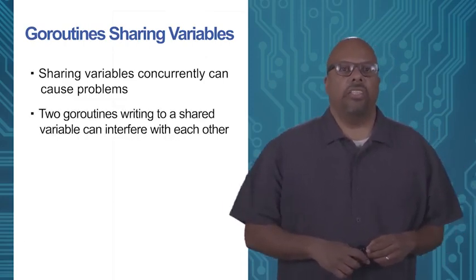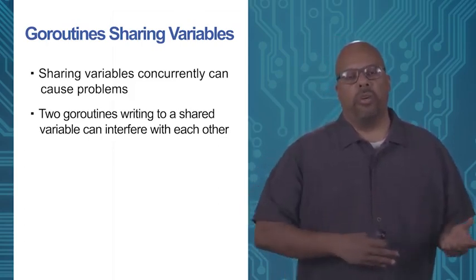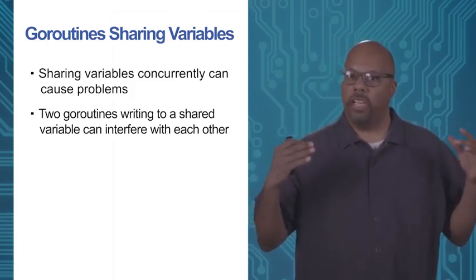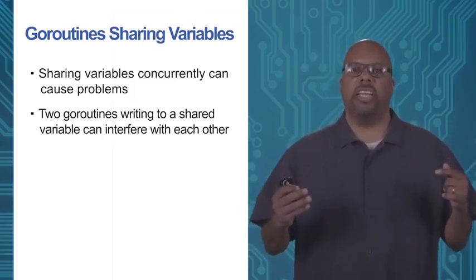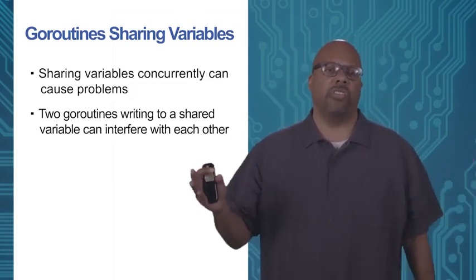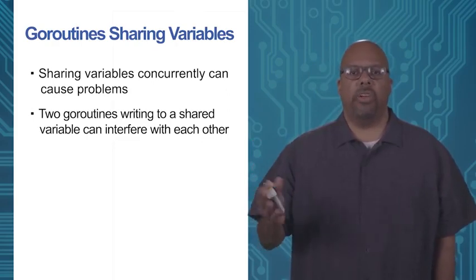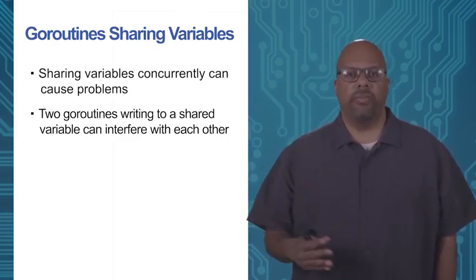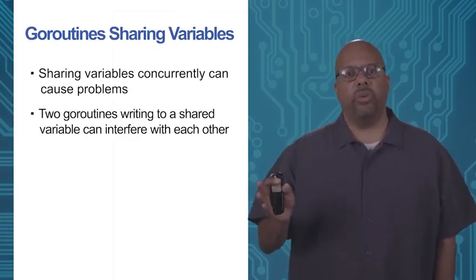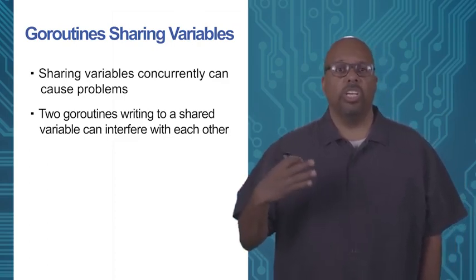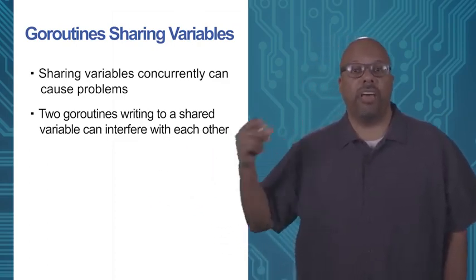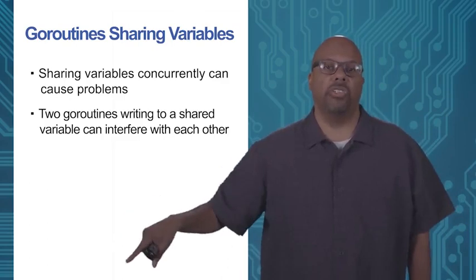One will try to write one number, the other will try to write the other number, and we'll get into an inconsistent state. I'll give you a more concrete example of that in a few slides. A threaded program is said to be concurrency safe if it can be invoked concurrently with other Go routines without interfering improperly with the other Go routines.